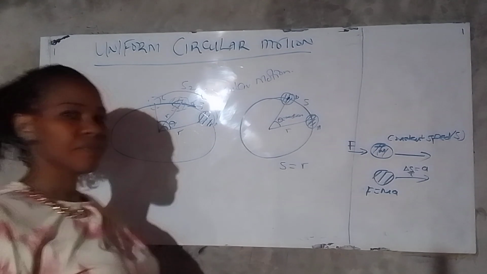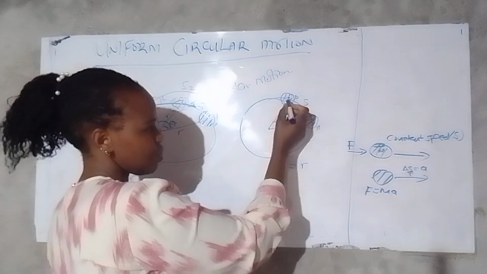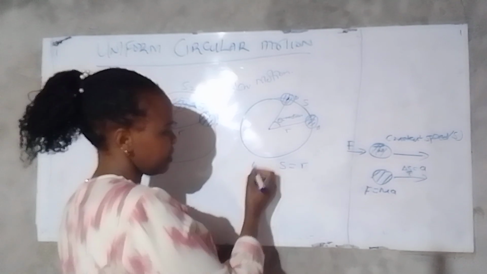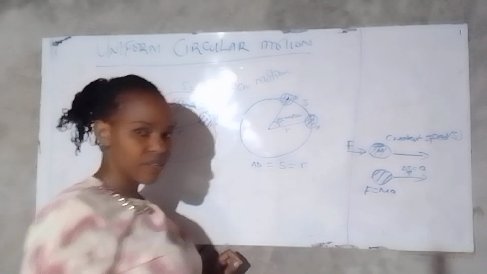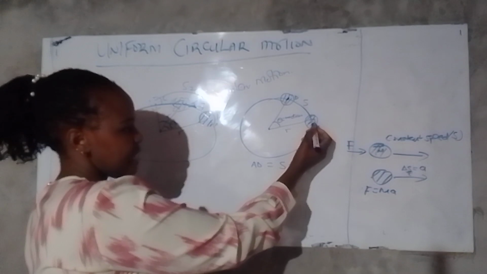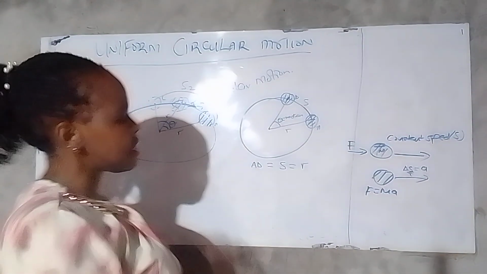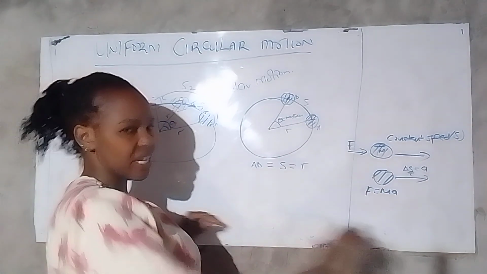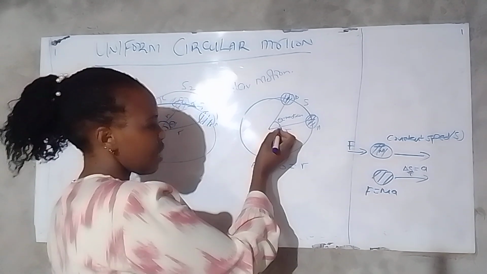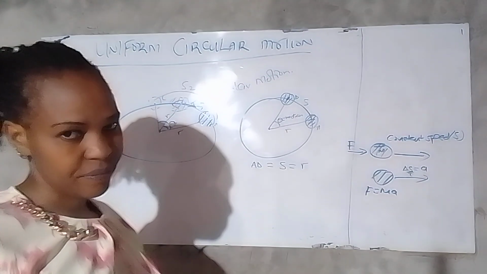Okay? Let me go back. If you measure a distance from A to D, which is equal to S, so AD equals S, and that AD, if you cut that length from here to here, then you stretch it on a ruler, then you find that the length of that S is equal to R. Okay? Then the angle you will subtend at the center is called a radian.